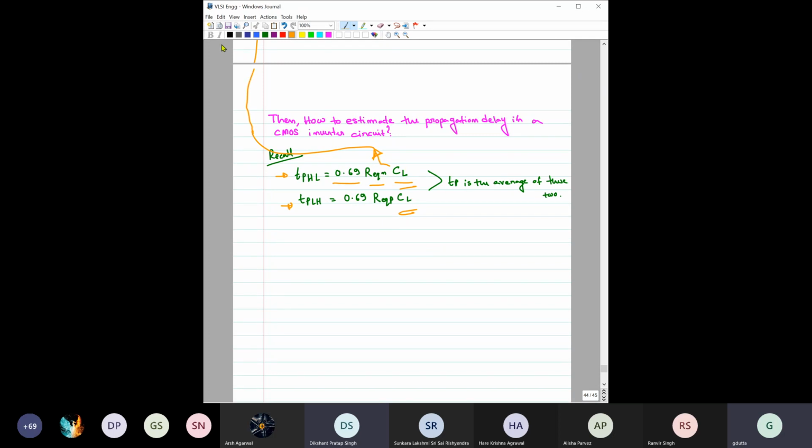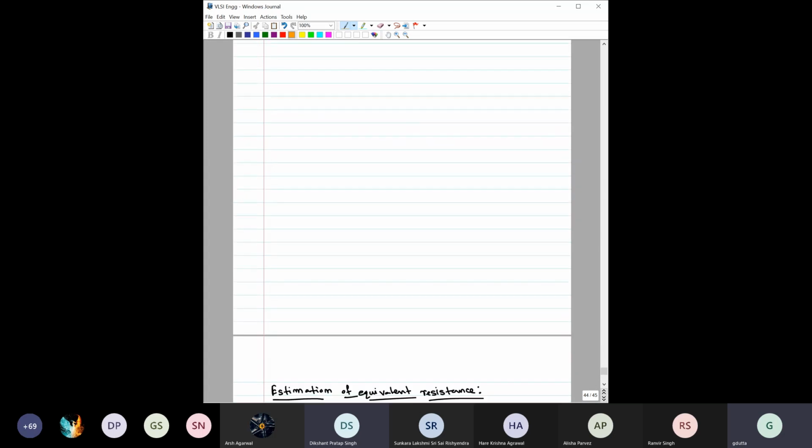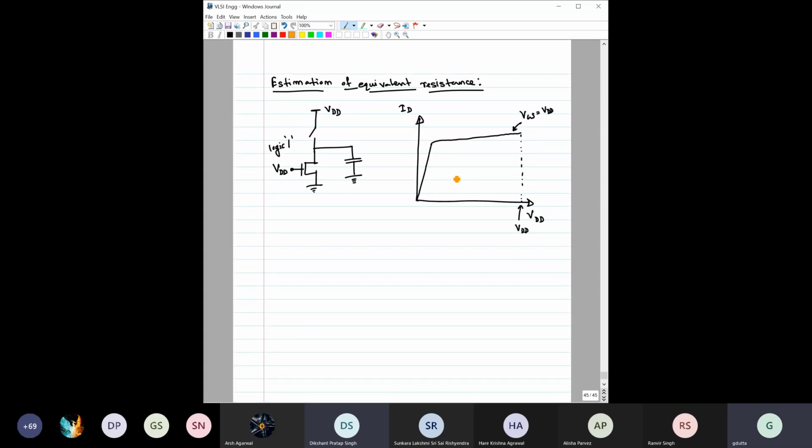But to estimate the delay, another important quantity is this R equivalent. What would be the equivalent resistance of a transistor when operating? For that, you can find different techniques. One of the easy techniques is to do some approximations to find the resistance, because the resistance is not at all fixed. How do you find resistance? It is basically voltage divided by current.